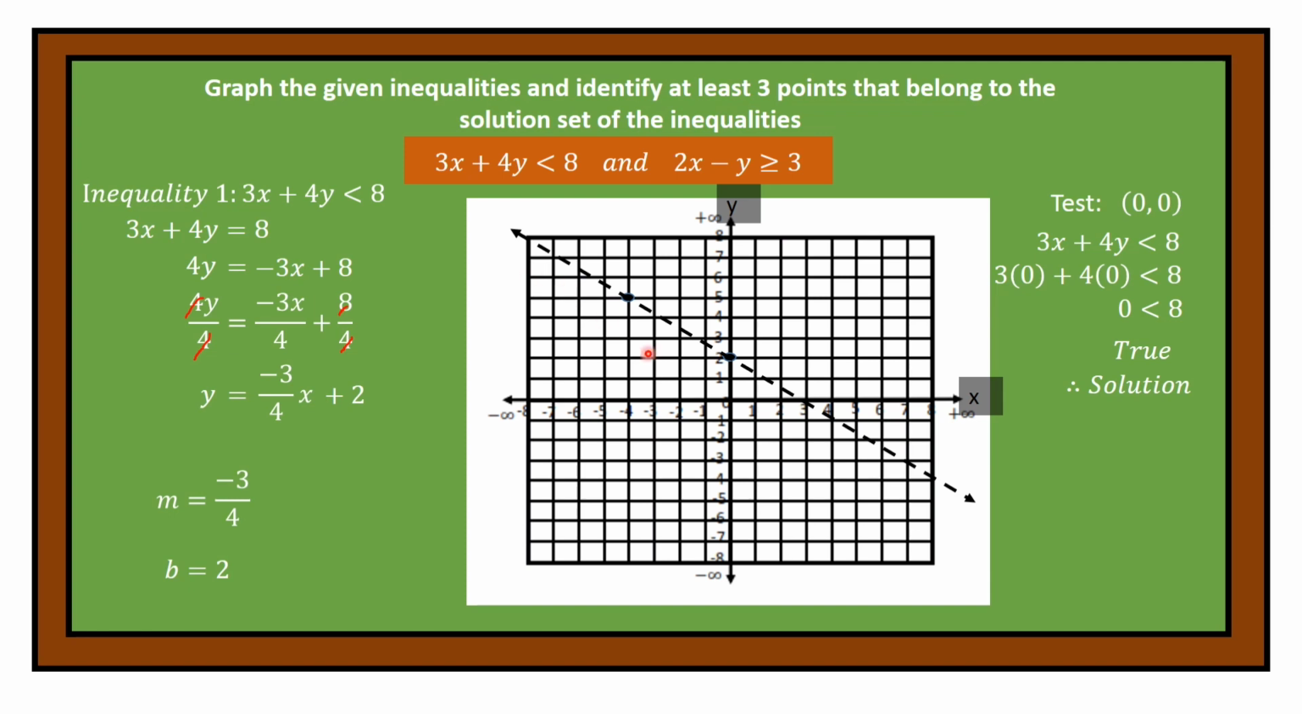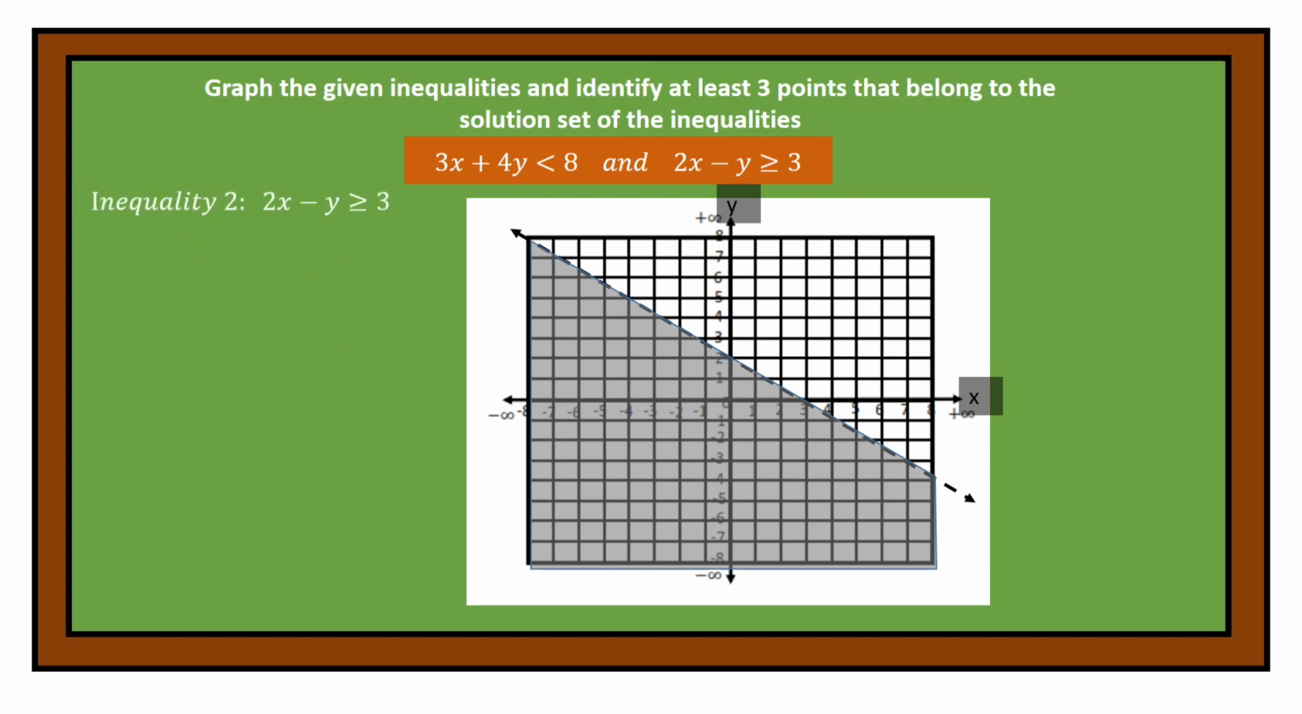Okay? So, balik tayo sa ating graph. So, ibig sabihin, kung ito ang ating origin, this half plane will be the solution set. Kaya, itong half plane na to ang magkakaroon ng shade. So, this will be our solution set para sa ating inequality number 1.